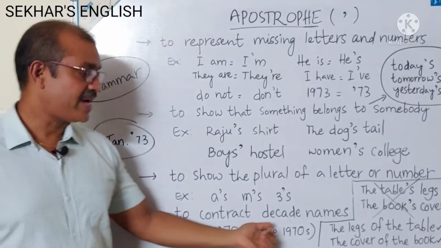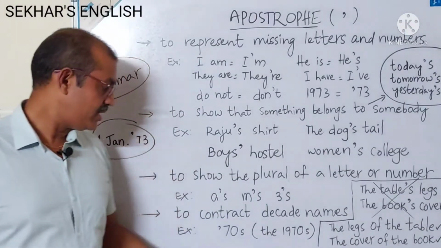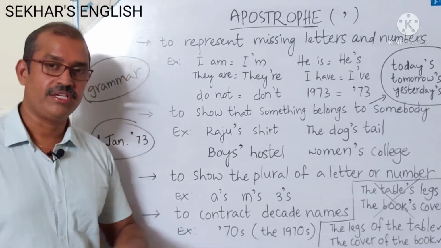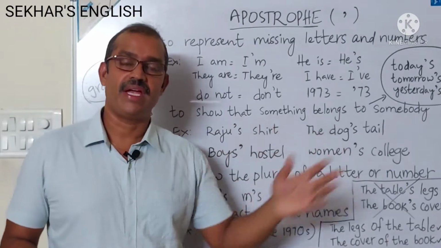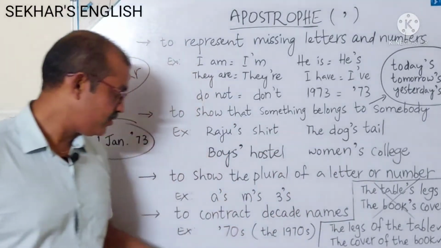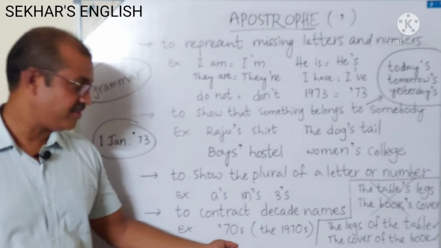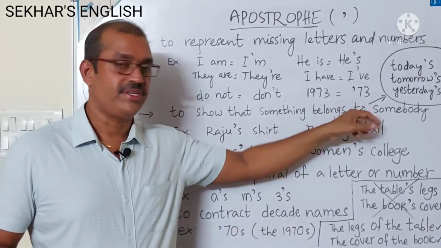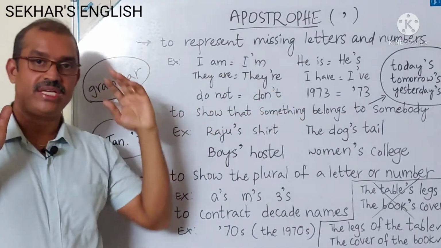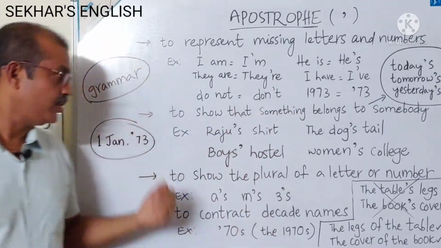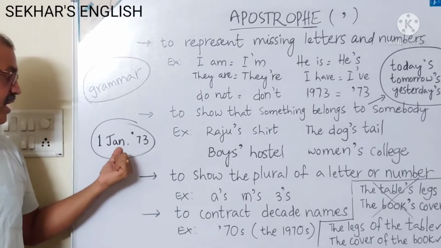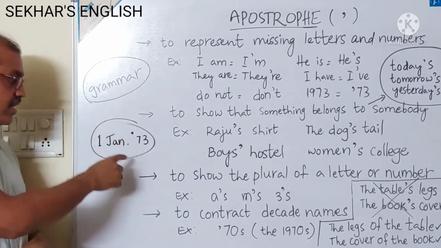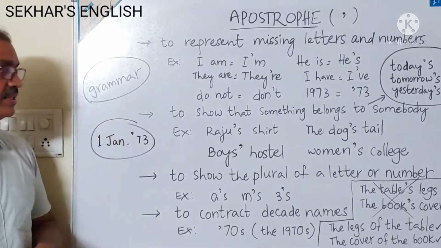Here you see, to contract decade names, again we are talking about the 20th century. In spoken form we generally say in the 70s, in the 80s, in the 90s. Then you can write like this: apostrophe 70s. I'm going back again to 1973. If you want to write 1st January 1973, you can write it like this: 1 Jan, full stop, apostrophe 73. Okay.